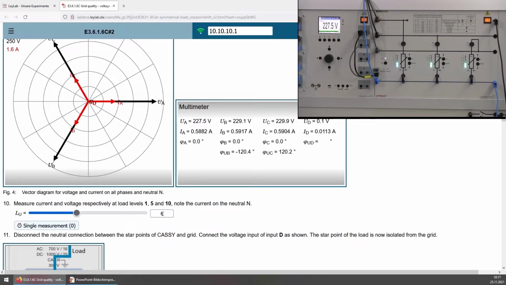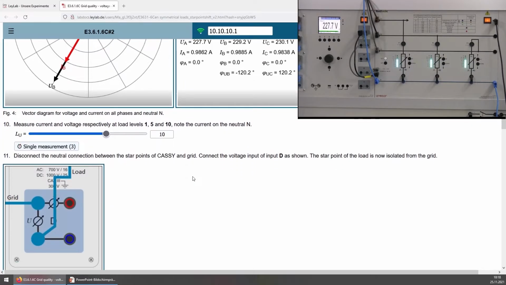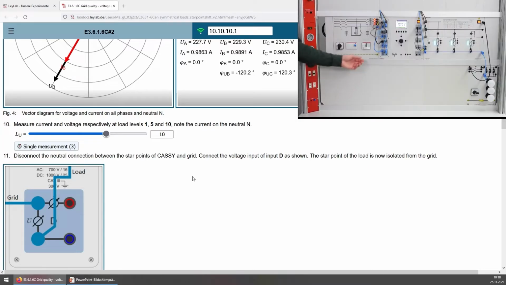The lab doc asks us to do 3 measurements. We want to record current and voltage at 3 load levels: at load level 1, at load level 5, and at load level 10. So for now, we have done all the measurements with the neutral connection connected to the grid. And now we disconnect the connection.